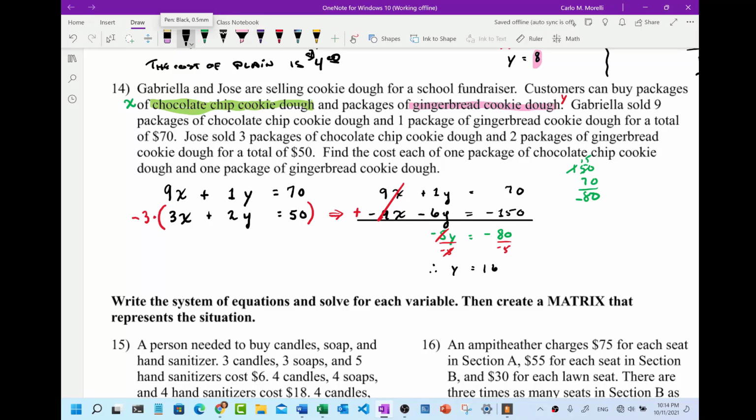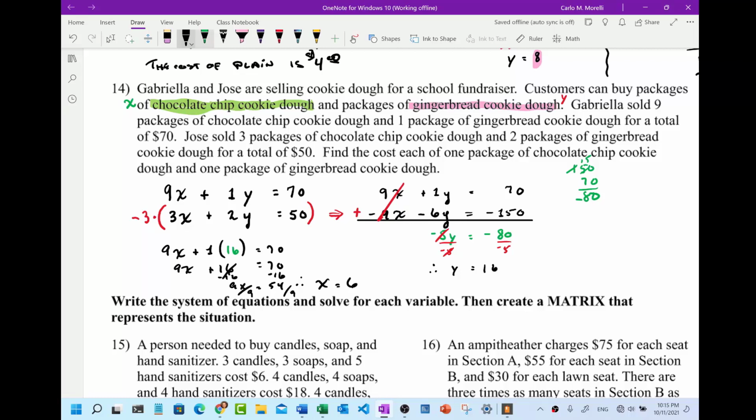Now that we know y equals 16, we can plug it back into the top equation, or any equation, but this one has a 1y in it, so you might as well use the easy one. 9x plus 1 times 16 equals 70. So 9x plus 16 equals 70. And we'll subtract 16 from both sides. So 9x equals 54. Therefore, divide both sides by 9. You get x equals 6.